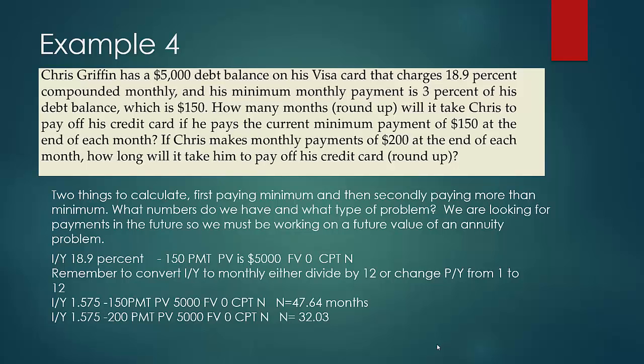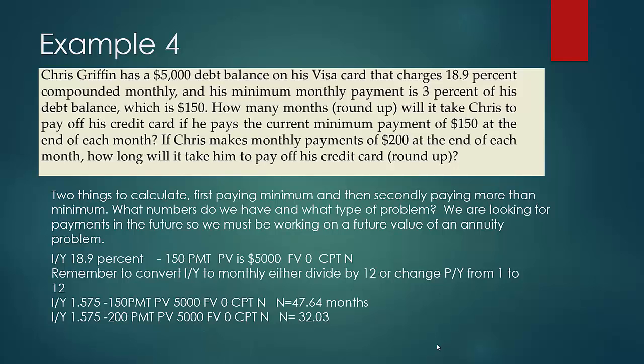N is how long. Remember, again, to convert IY to monthly, so you either divide by 12 or change PY from 1 to 12. I divided the interest rate by 12, 18.9, and then I input interest rate as 1.575. I input my payment as a negative 150. I input my present value as 5,000 and my future value as 0. So when I computed n, it looks like it's going to take 47 or 48 months to pay off this debt. That's a long time.